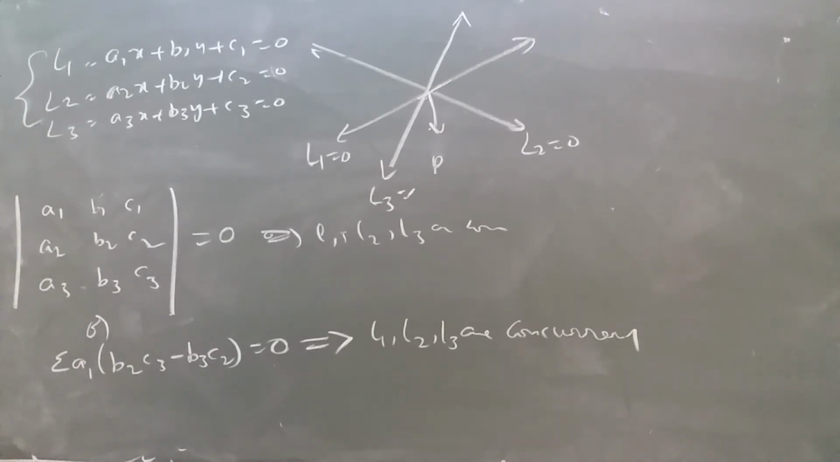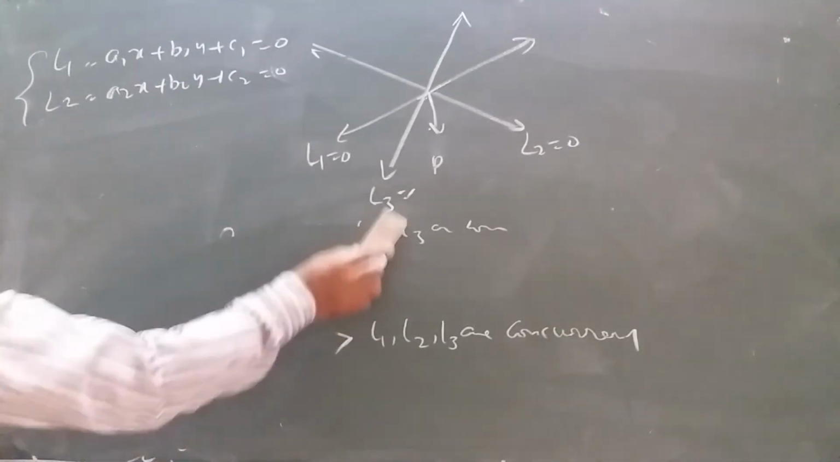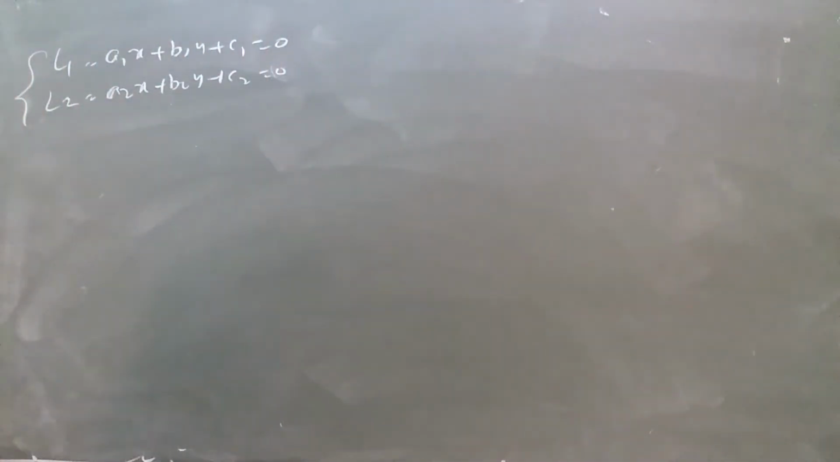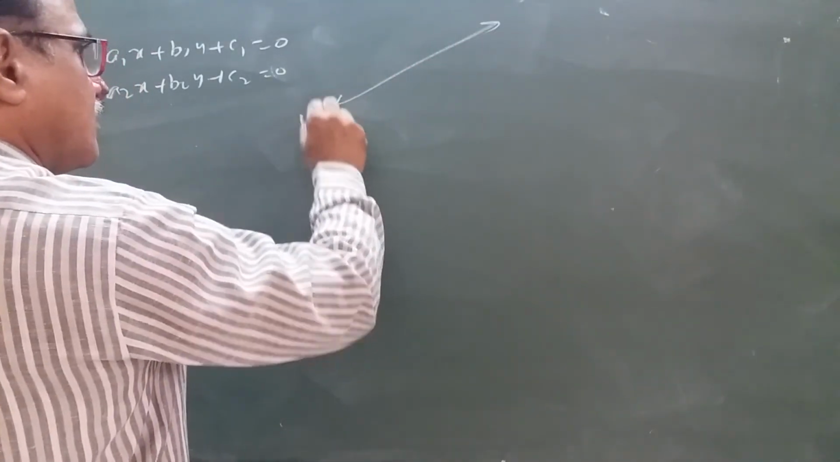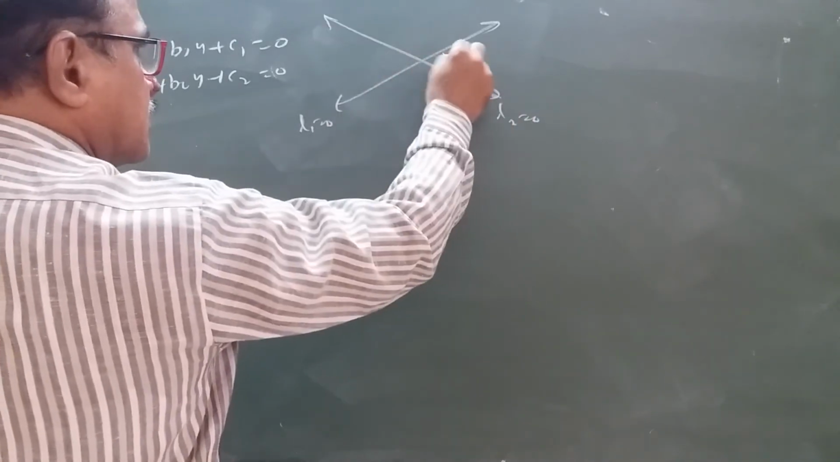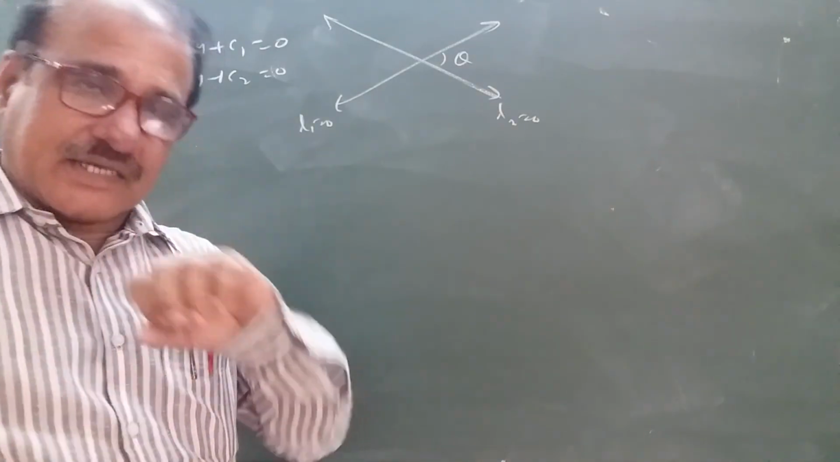Now we go to the next point: the angle between two straight lines. If two lines are intersecting lines, L1 is equal to 0 and L2 is equal to 0, let the acute angle between them be theta.